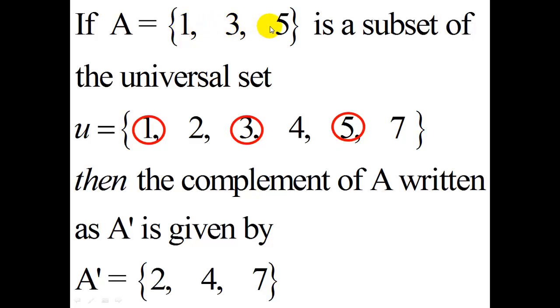These are the elements that belong to the universal set U but do not belong to the set A. So we say that the complement of A, written as A complement or A prime, is given by A complement equals 2, 4, 7. These are elements that belong to the universal set U but do not belong to the set A. That is what we mean by the complement of A.